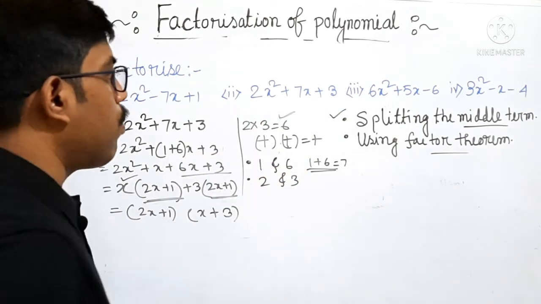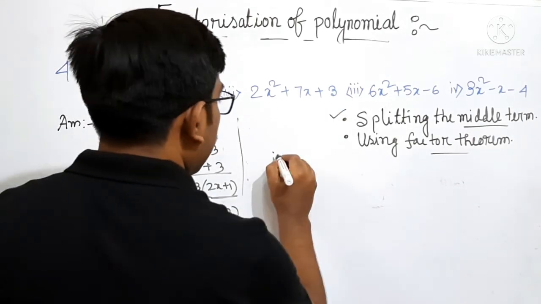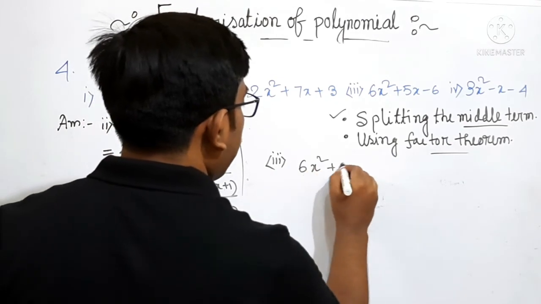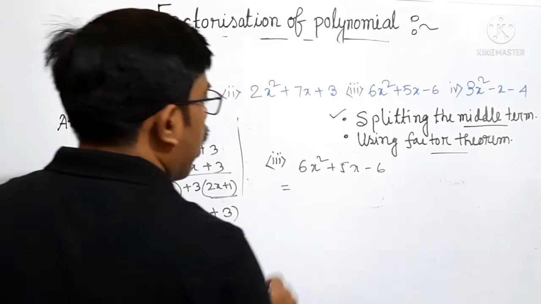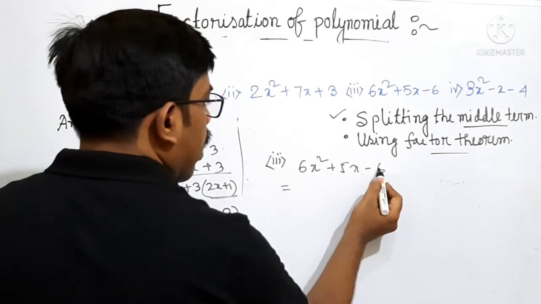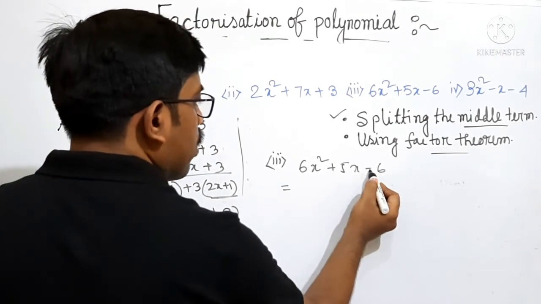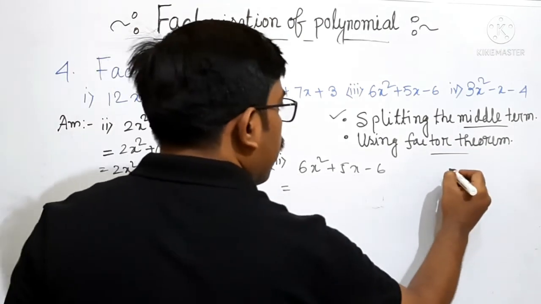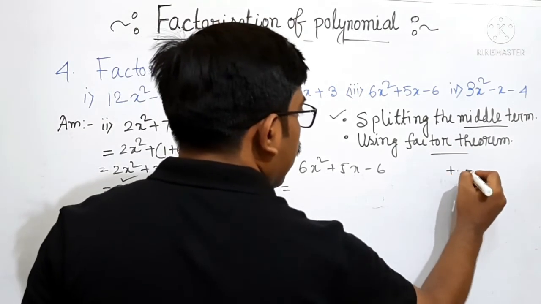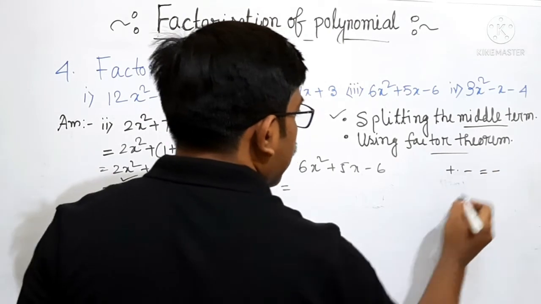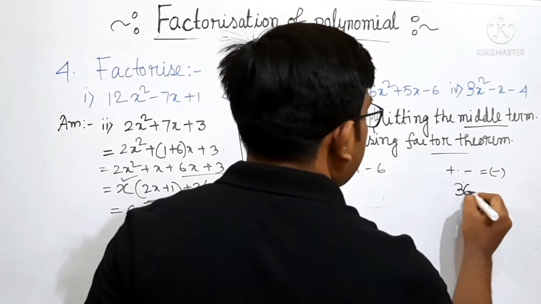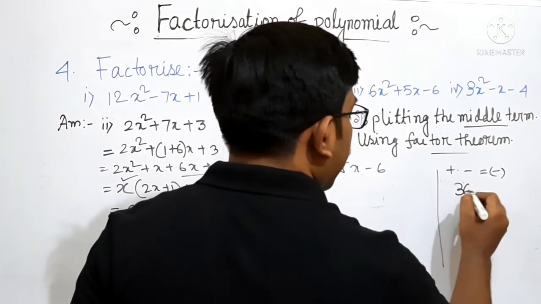Now we will solve problem number 3. 6x square plus 5x minus 6. Here you can see the sign before 6 is minus, and here the sign is plus. So plus into minus will be minus. Now we will multiply 6 and 6, it will be 36. Okay, and we have to factorize 36.